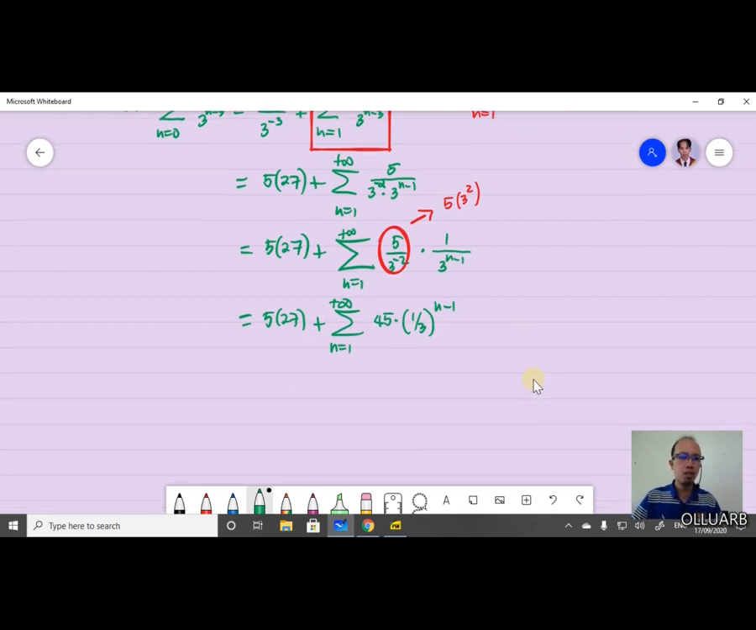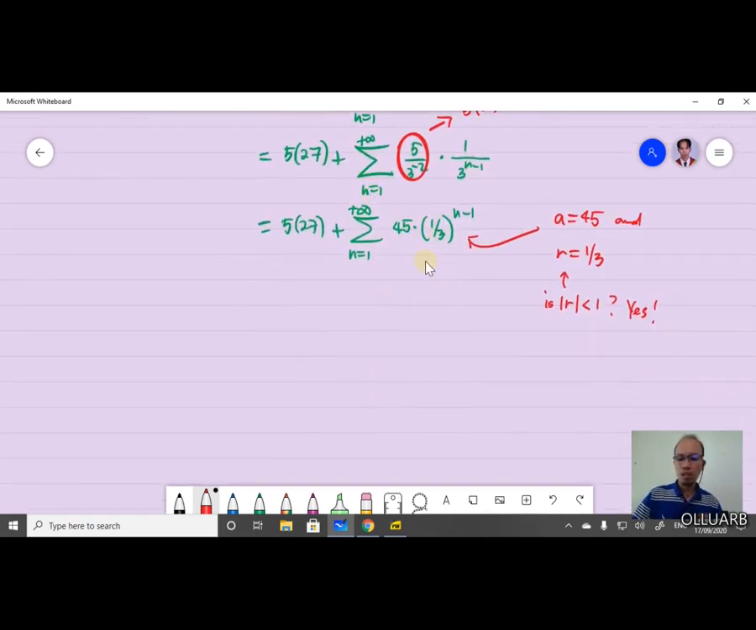So from here, our a is 45, and our r is 1/3. And as you can see, our r satisfies this inequality. Of course, the answer is yes. So therefore this series is convergent.